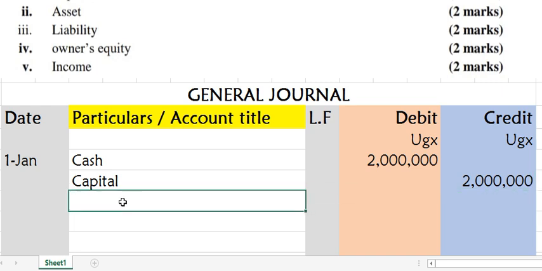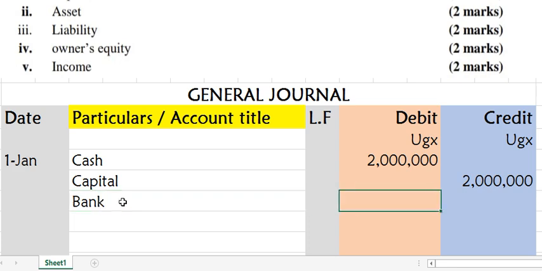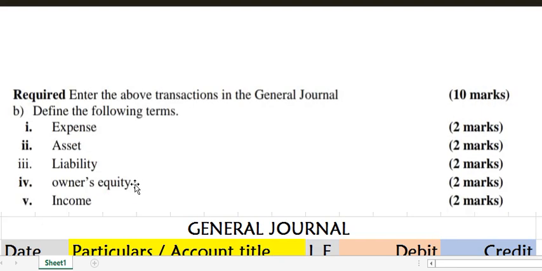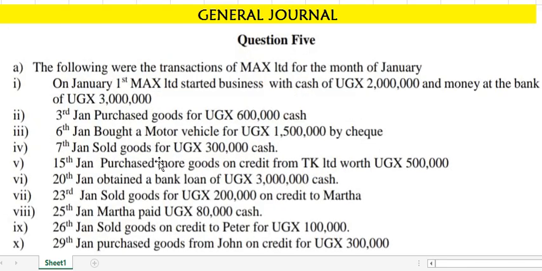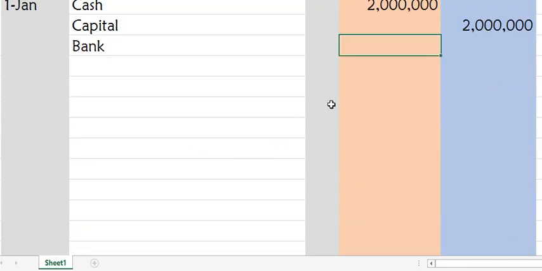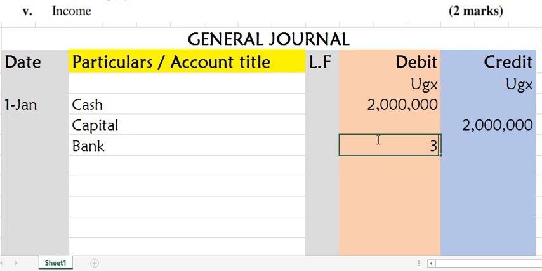Still, Max Limited is starting business with some money on the bank account. Bank is an asset, so the bank will increase with a debit entry. How much is bank? The money at the bank account is 3 millions.